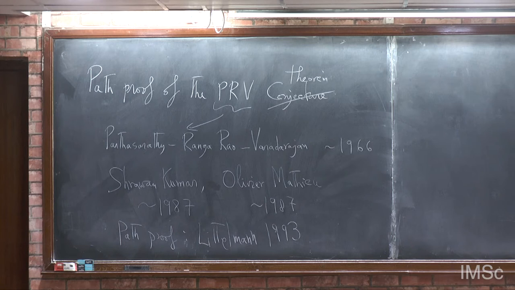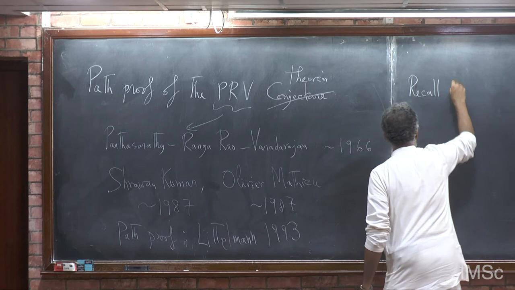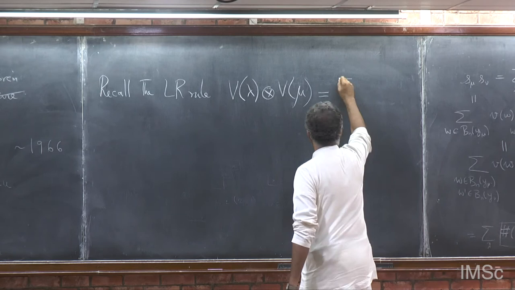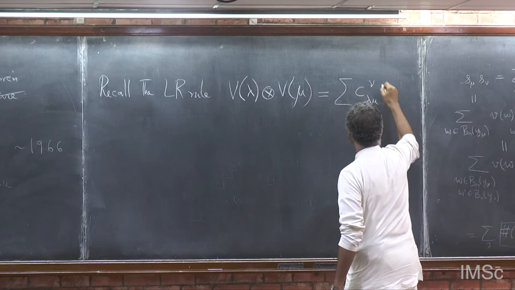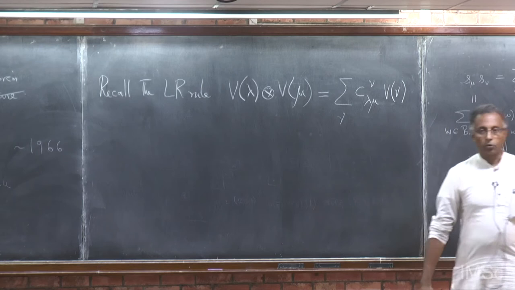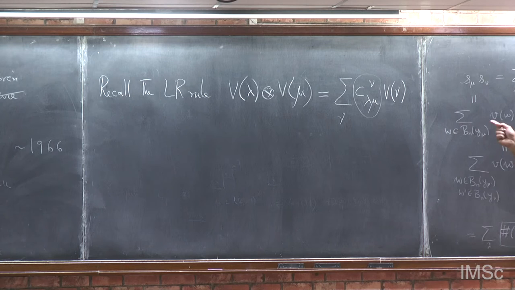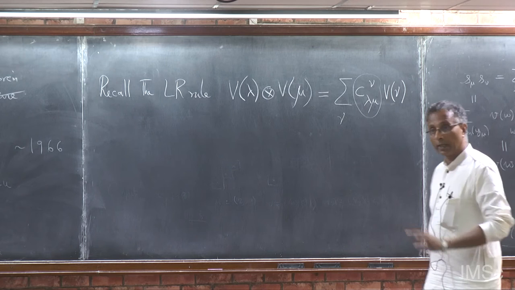So the LR rule tells you how, if I multiply two, so recall the LR rule. If I take the tensor product of two irreducible representations, the LR rule gives you a way to compute these coefficients, right? And this morning Amri talked about one way of finding the coefficients in the SLn, GLn case, right?